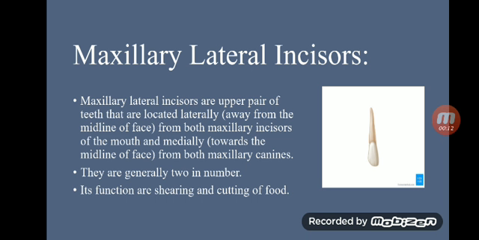So first of all, what is the maxillary lateral incisor? Maxillary lateral incisors are the upper pair of teeth that are located laterally from the maxillary central incisors and medially from the maxillary canines. They are generally two in number. Their functions are shearing and cutting of food.